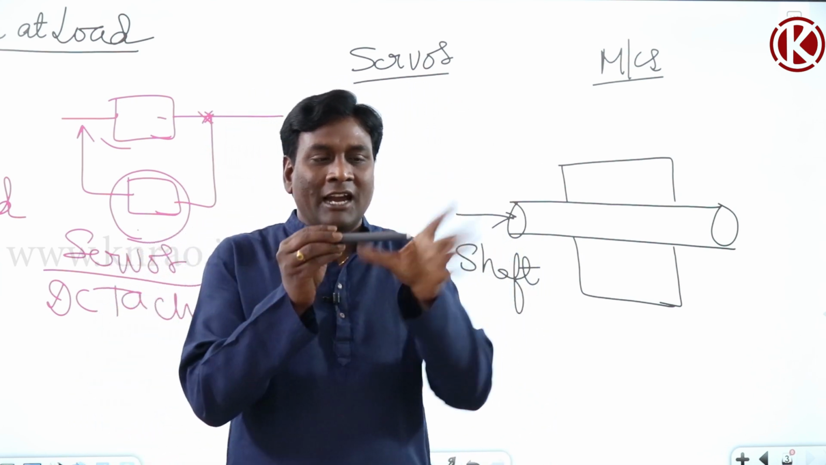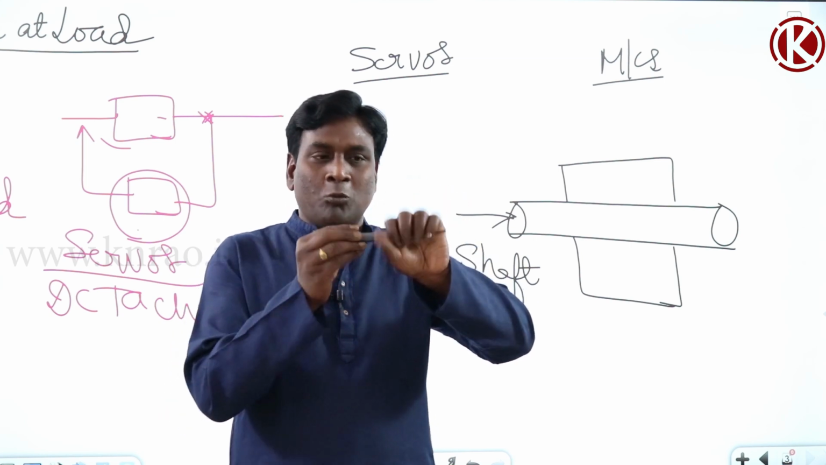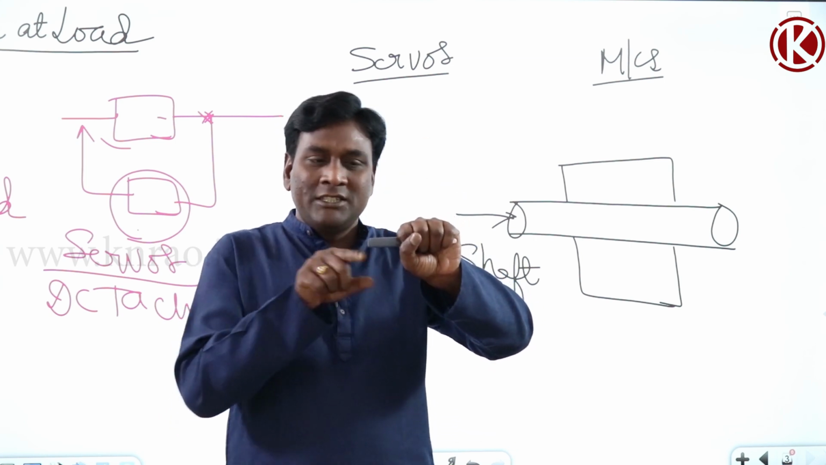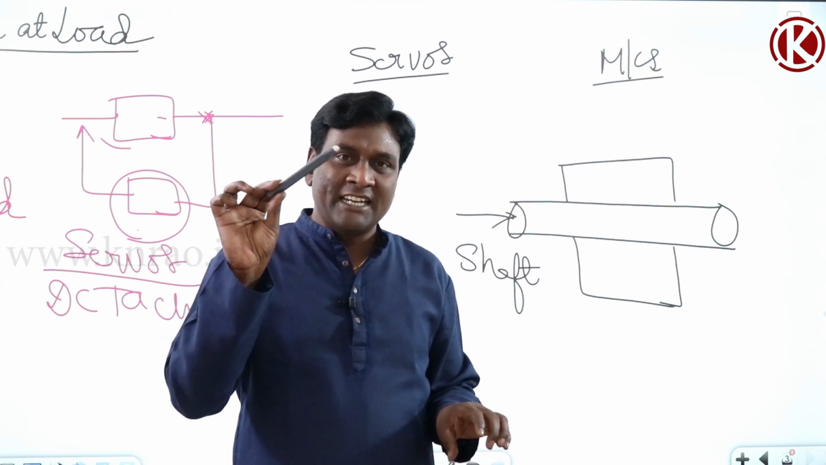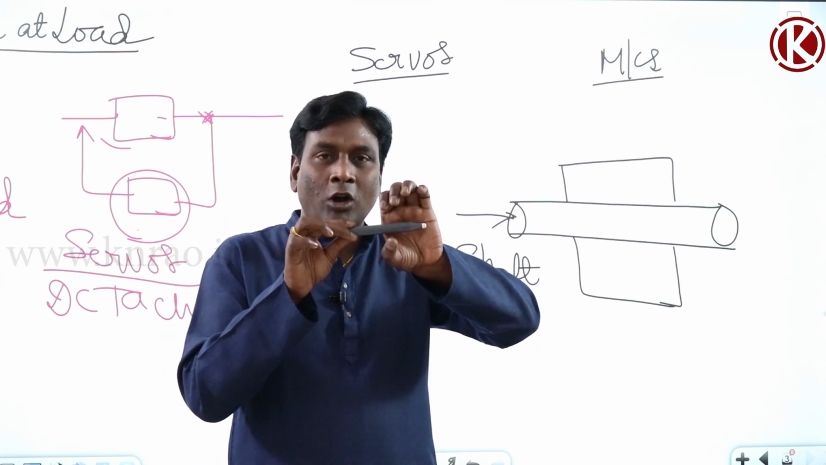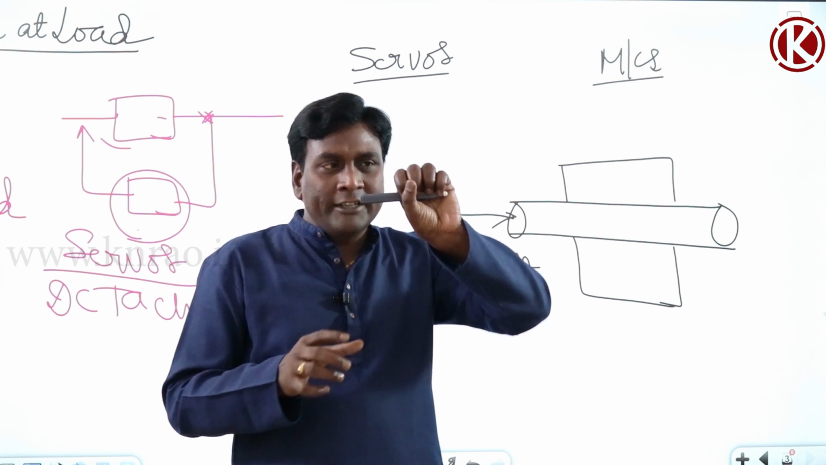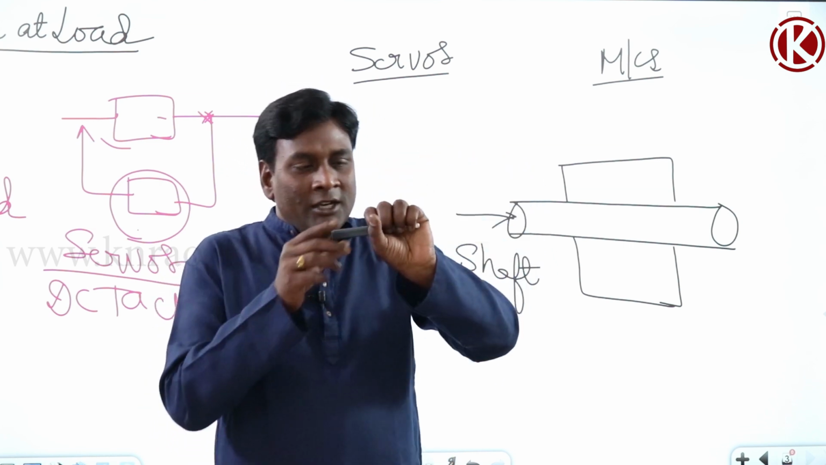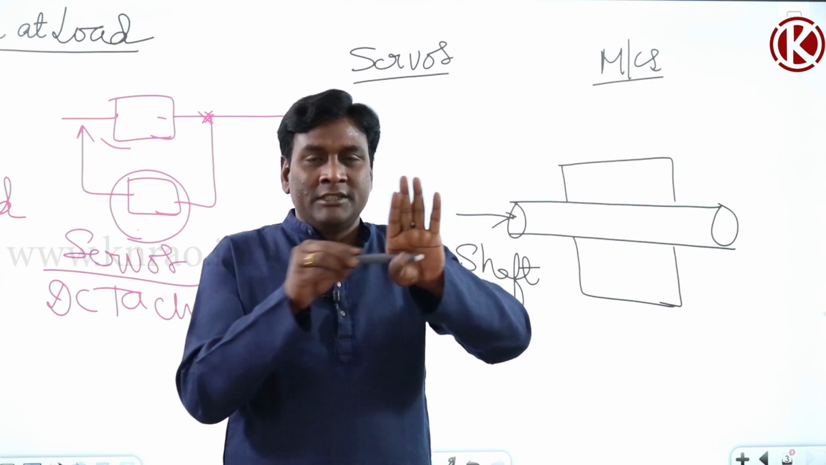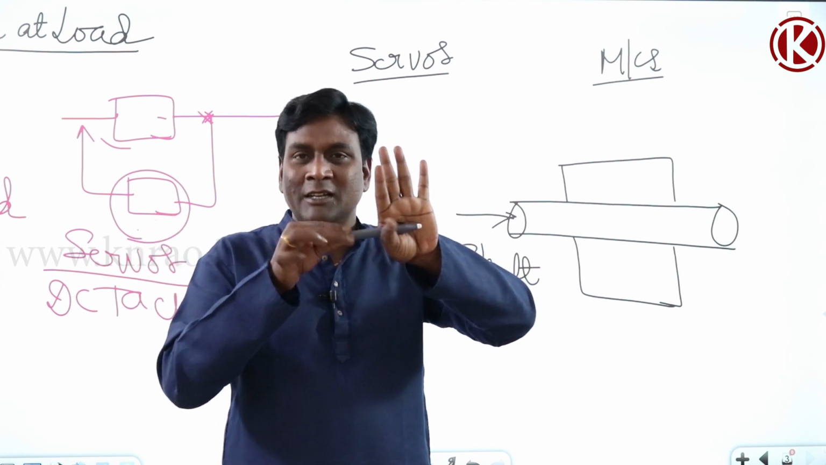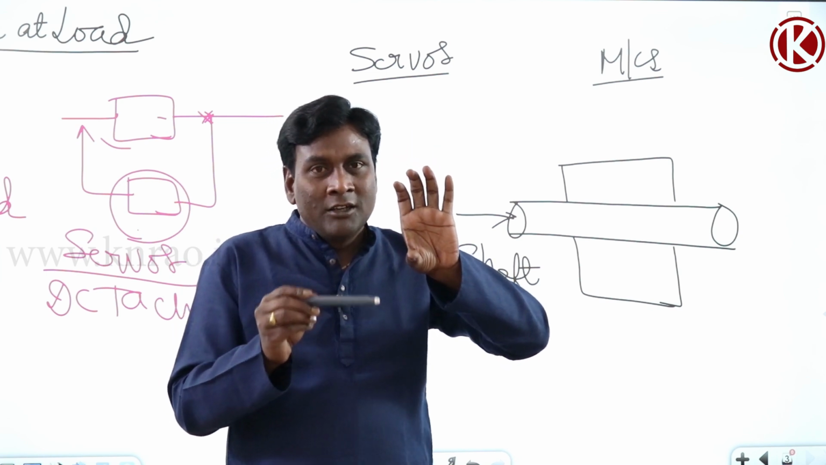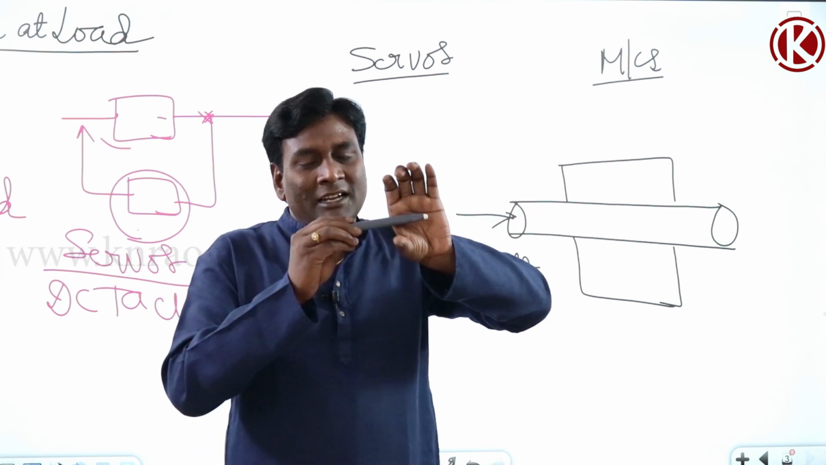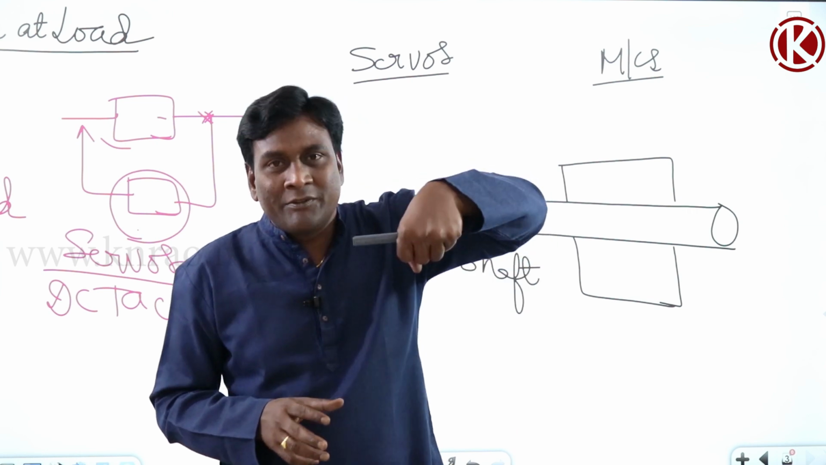And here the motor is there. To the shaft, load is connected. This is the motor. The motor will try to rotate the rotor in this direction. This is the shaft, which is connecting the motor with the load. So the motor is trying to rotate the shaft in this direction.